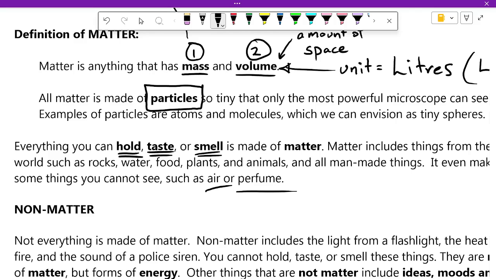But not everything is matter. Is this light that's blinding me right now matter? This light right here shining up? See how it's blocking the light? Does it have any mass? No. Can I hold the light? No. Can I smell the light or taste the light? No. So light is not matter. Does anyone know what light is? It is a wave. Absolutely. And it is a type of energy.